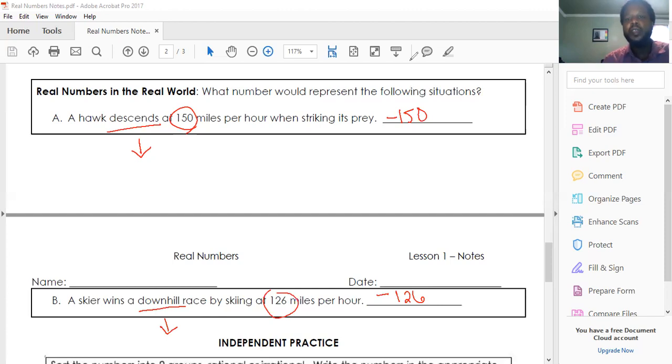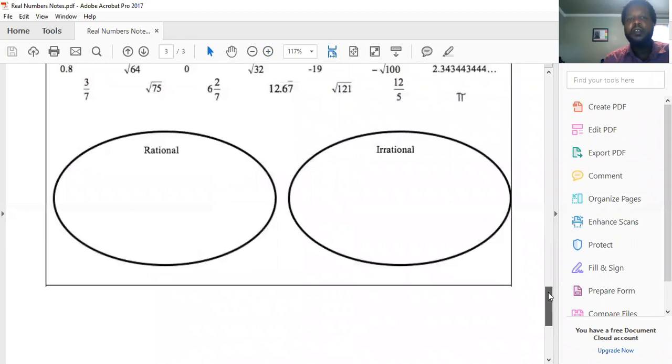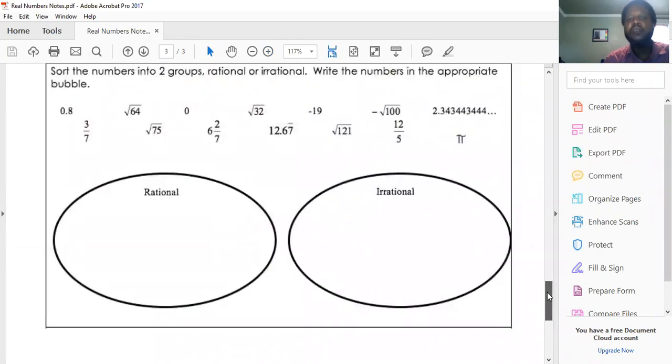All right, we're going to keep going. We're going to look at this practice, and then we are done with these notes. What we're going to do here is just sort these numbers into being rational or irrational based on the definitions that we discussed earlier. If you need to go back and look at your definitions, make sure you do that.